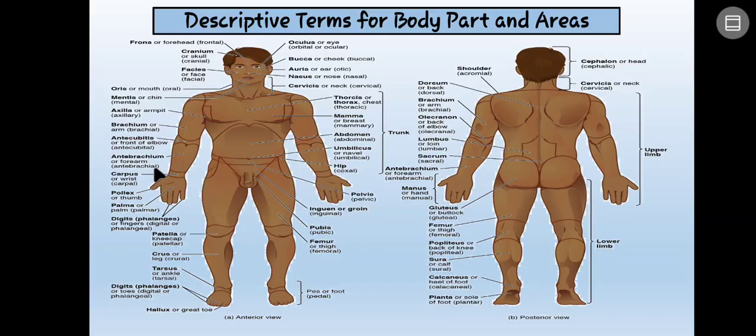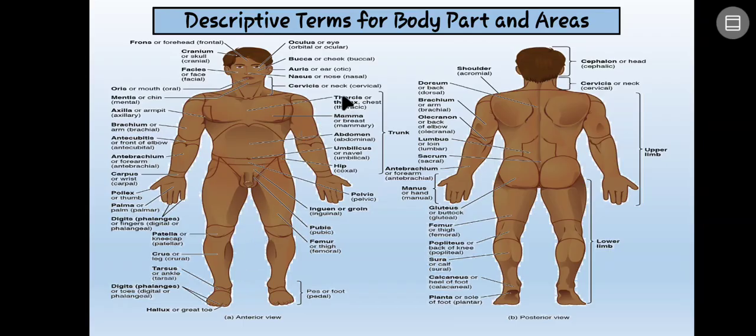So this is the palmar. This region is the palmar or the palm. But we call the fingers the digits or the phalanges. The digits or the phalangeal region. Then all this side is the lower limb. From this side to this side, all refers to the lower limbs.